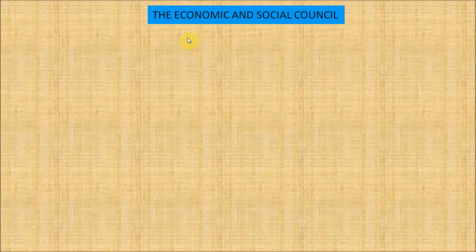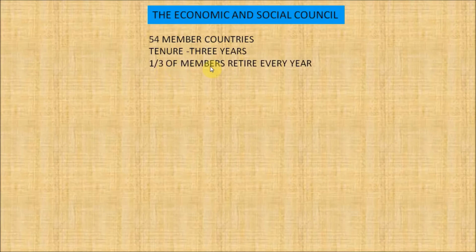Now let's see another body, that is the Economic and Social Council. The council has 54 member countries elected by the General Assembly. The tenure of a member is 3 years. One-third of the members retire every year, and no retired member can be re-elected immediately. The Economic and Social Council meets twice a year, in the months of April and July.